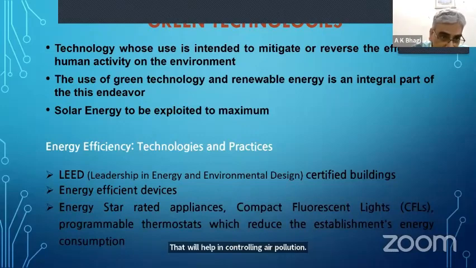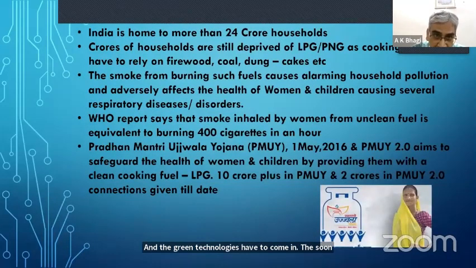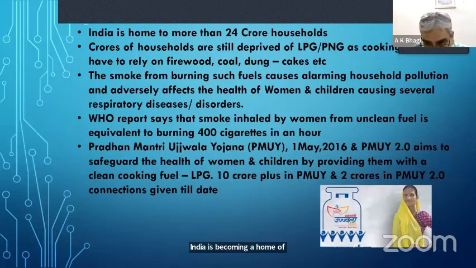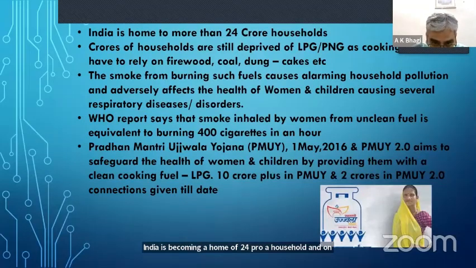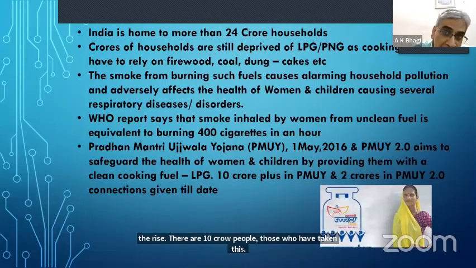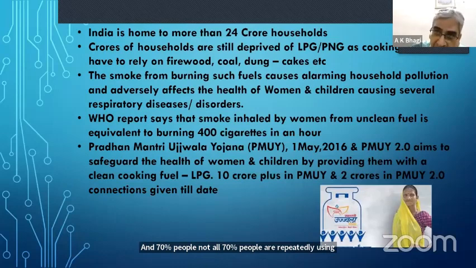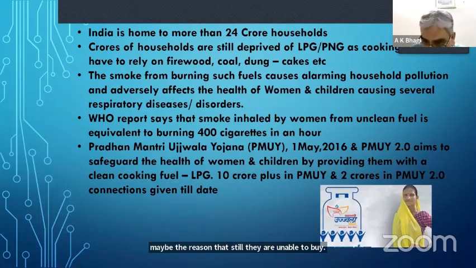And the green technologies have to come in. The solar energy, as I've told you, is to be used. India is becoming a home of 24 crore households, and Pradhan Mantri Ujjwala Yojana is also on the rise. There are 10 crore people who have taken this, and 70% of people, not all, are repeatedly using that connection. 30%, because of the poverty line, or maybe for the reason that they are still unable to buy even the subsidized LPG.